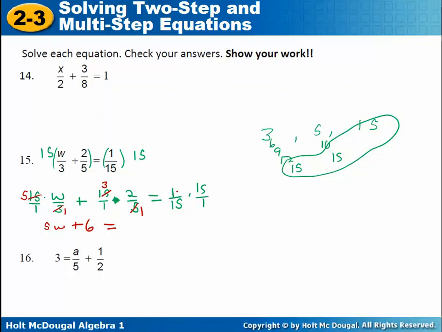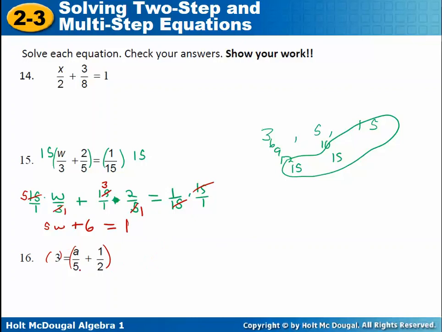On the right side, I have 1 divided by 15 times 15 divided by 1. These cancel, and I just have 1, not 0, 1. 15 divided by 15 is 1. Now I'm going to finish this by subtracting 6, and then I'll divide by 5, and you'll get an answer. So these problems are not terrible. You just have to simplify first by multiplying both sides by the common denominator.